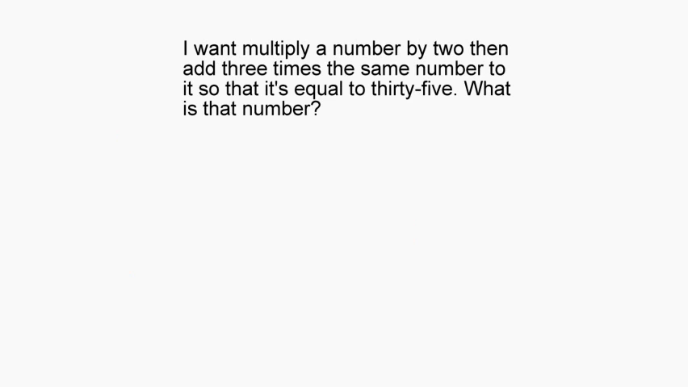This is the reason you need to know how to combine like terms. Look at this problem. I want to multiply a number by 2, then add 3 times the same number to it so that it's equal to 35. What is the number? Writing this out using math symbols, I want to multiply a number by 2, then add 3 times the same number to it so that it's equal to 35. I used a question mark for the missing piece, but you can use any letter you like instead. How about I use X instead of the question mark? And I don't need to use a parenthesis so I can drop them.